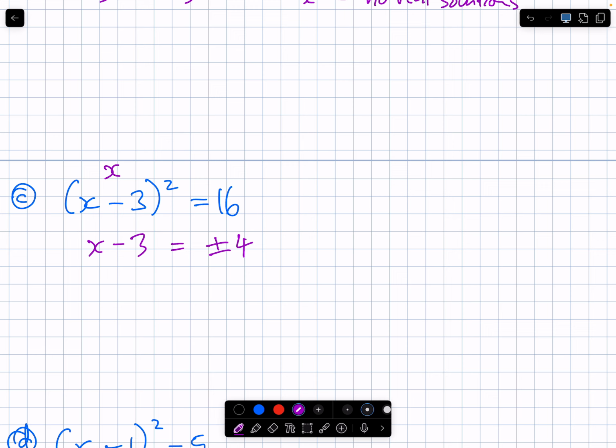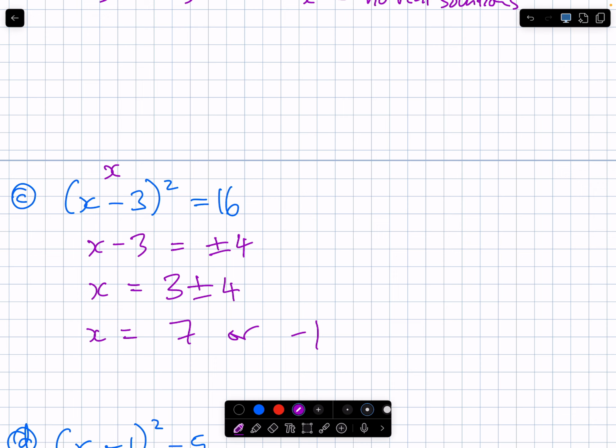What's the opposite of taking 3 from something? Adding it to the other one. So it's going to be x is equal to 3 plus or minus 4. You've never seen maths like this before. And because I know what 3 is and I know what 4 is, I can tell you what the answers are. What's 3 plus 4? Or what's 3 take 4? 7 or negative 1.